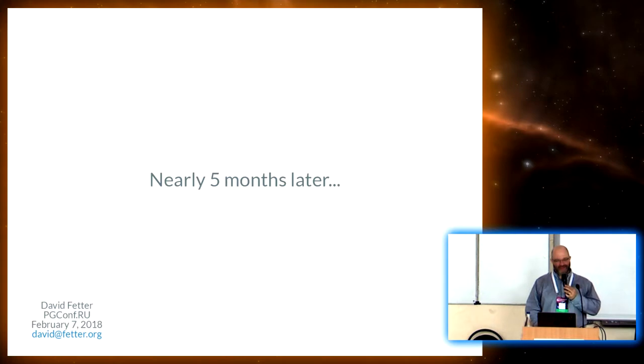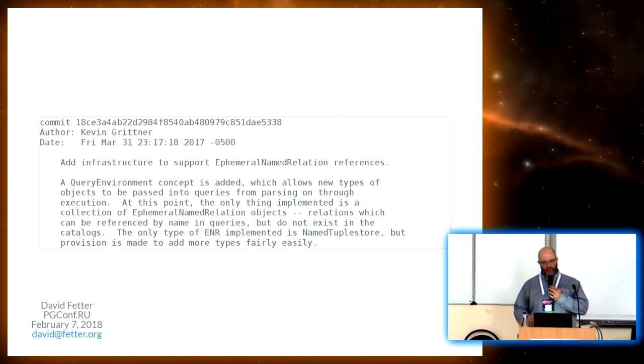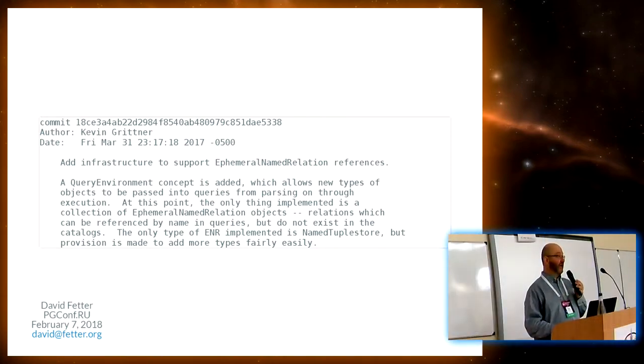Then 5 months later, because there are so many competing resources for reviewer time, anybody that can help with that, please do. He finally got to add the infrastructure for these ephemeral named relations, which are now a more generic thing in the Postgres backend. So one of the implementations of these named relations is transition tables, but there can be others now, and it's generic.